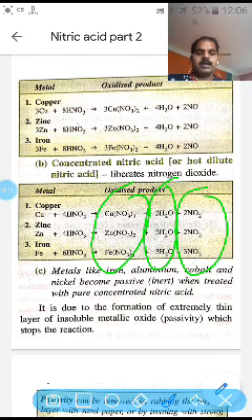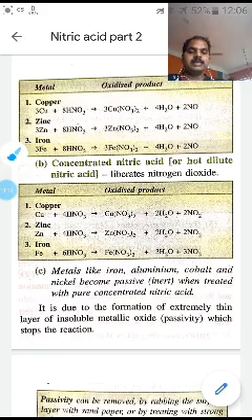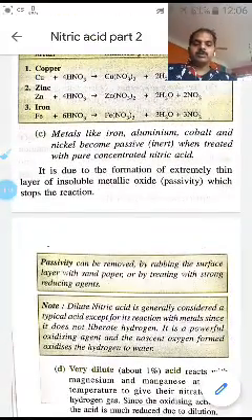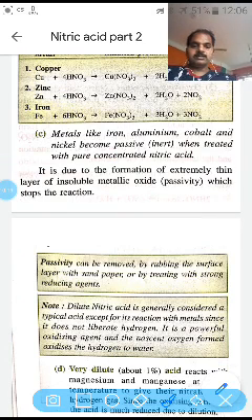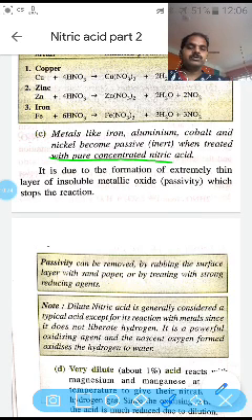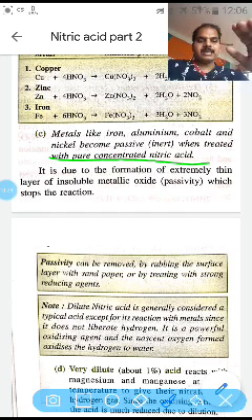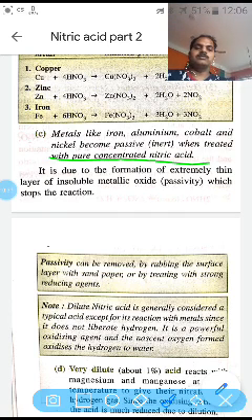And the next one is that metals like iron, aluminium, cobalt and nickel become passive when they are treated with pure concentrated nitric acid. It is due to formation of a very thin layer of insoluble metallic oxide that stops the reaction. So this is the cause, and this passivity can be removed by just rubbing off the surface that has formed. Okay.